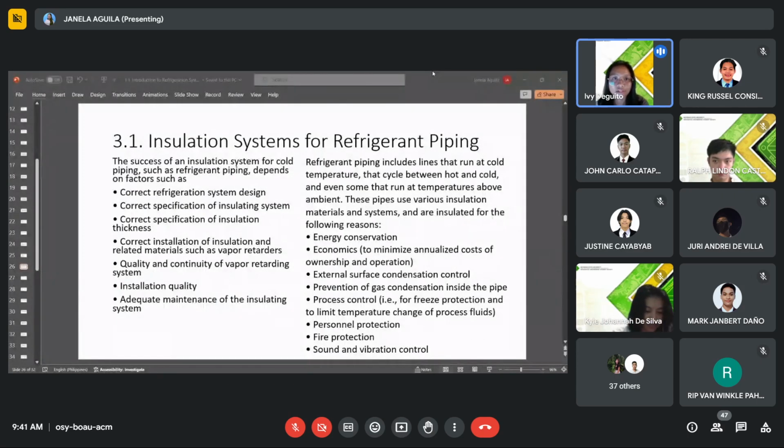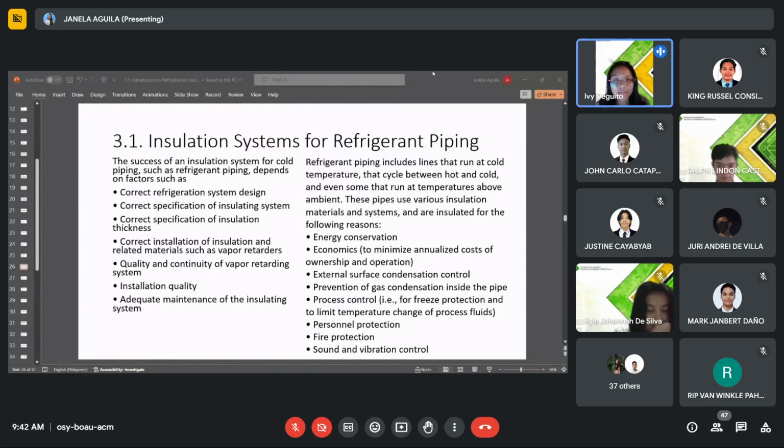Insulation systems for refrigerant piping. So, ang efficiency ng insulation system na ginagamit natin sa mga refrigerant piping ay nakadepende sa iba't ibang factors. Una na nga is yung correct refrigeration system design. Dapat yung design ng refrigeration system ay mag-a-account din sa heat load ng piping system at sa desired operating temperature ng refrigerant. So kapag hindi kasi siya nakadesign based sa mga factors na yon, pwede siyang mag-lead sa excessive heat gain and energy losses.